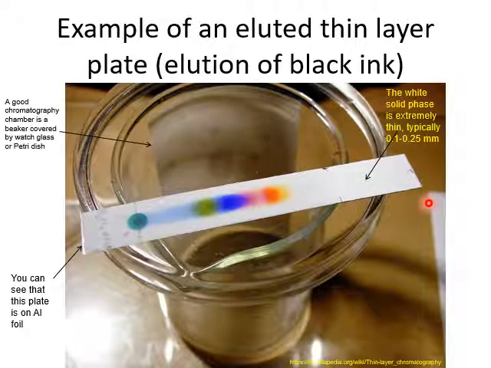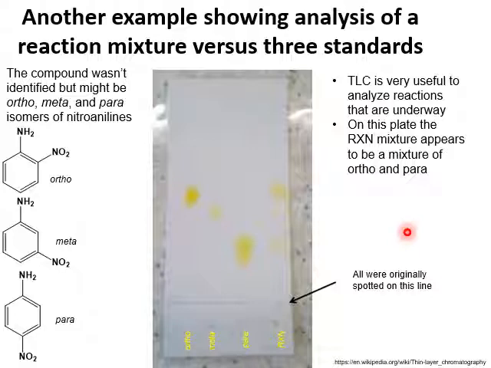So here is an example of a TLC system. Usually we use a beaker and cover it with a watch glass. This is an example of a TLC plate. After doing the test, you will have something like this. For example, here we try to separate ortho, meta, para nitroaniline by using a TLC system. So we have ortho, meta, para as known compounds here, and we spot our unknown mixture here.